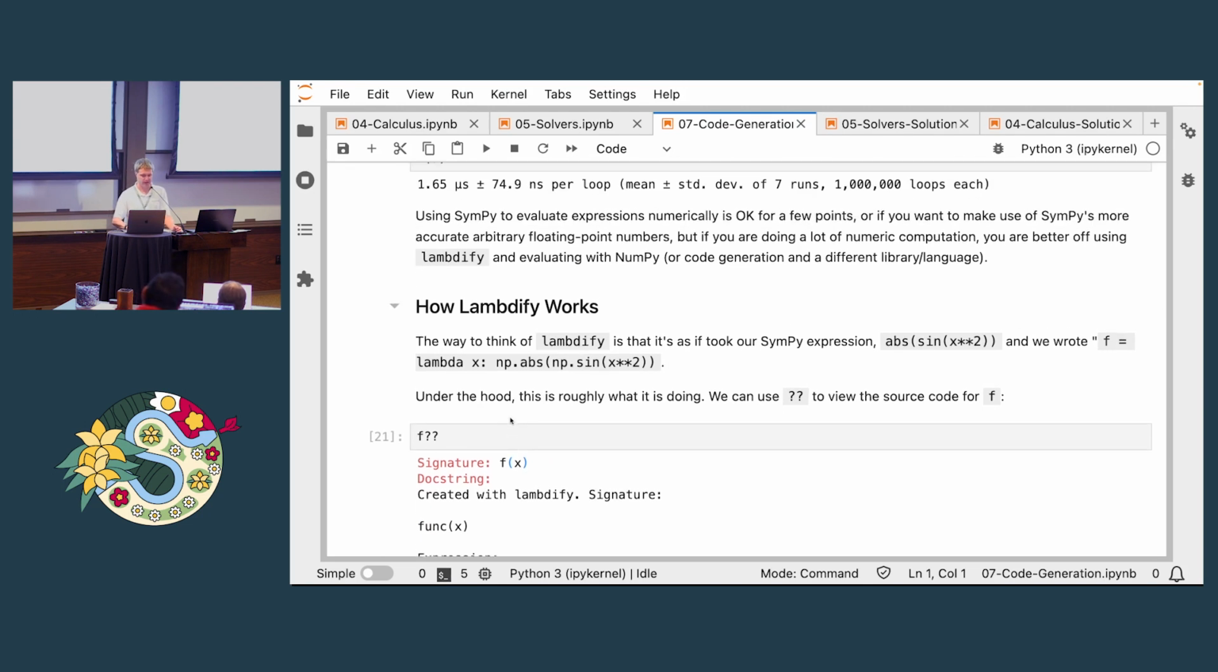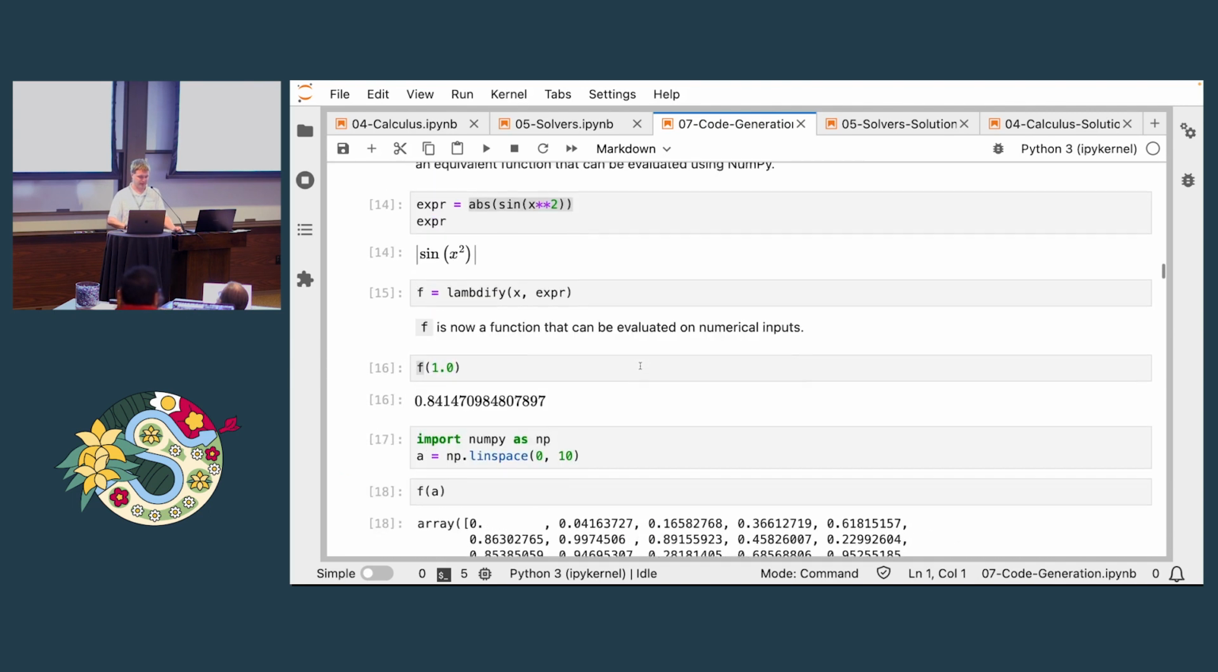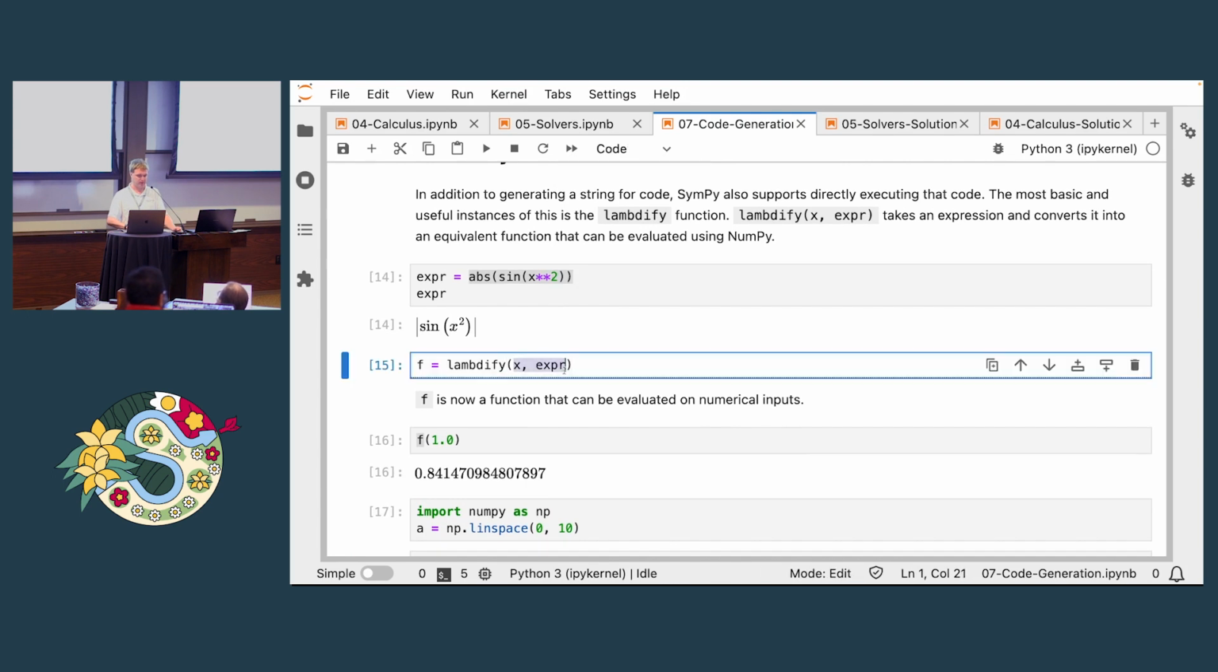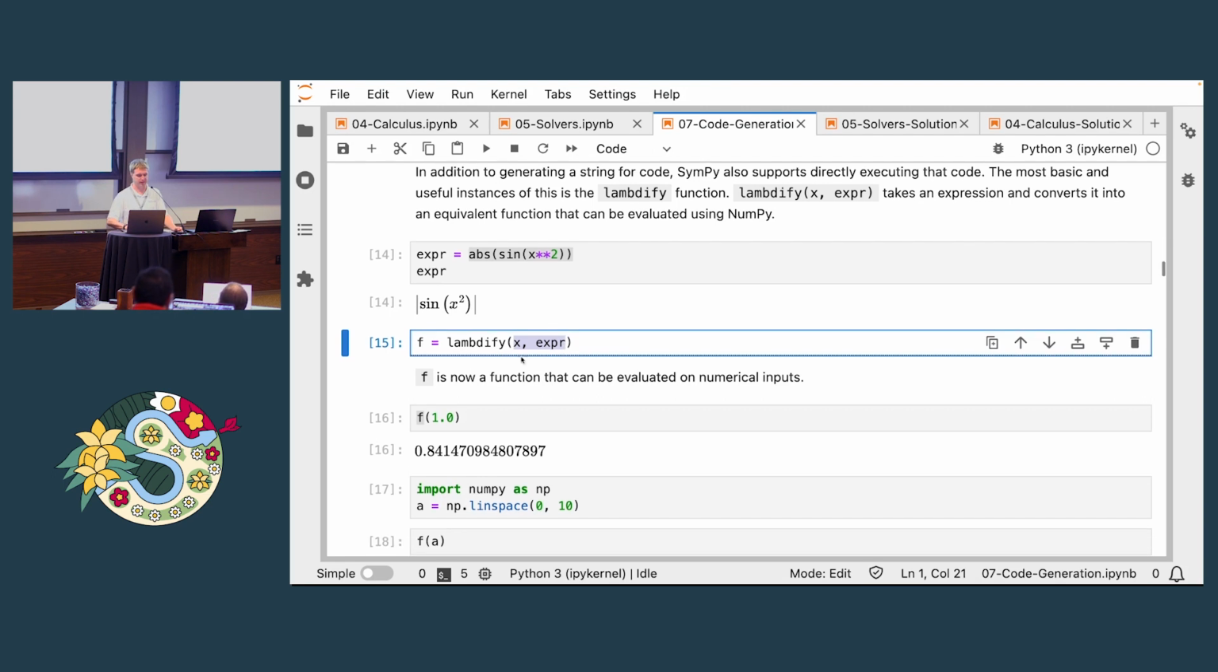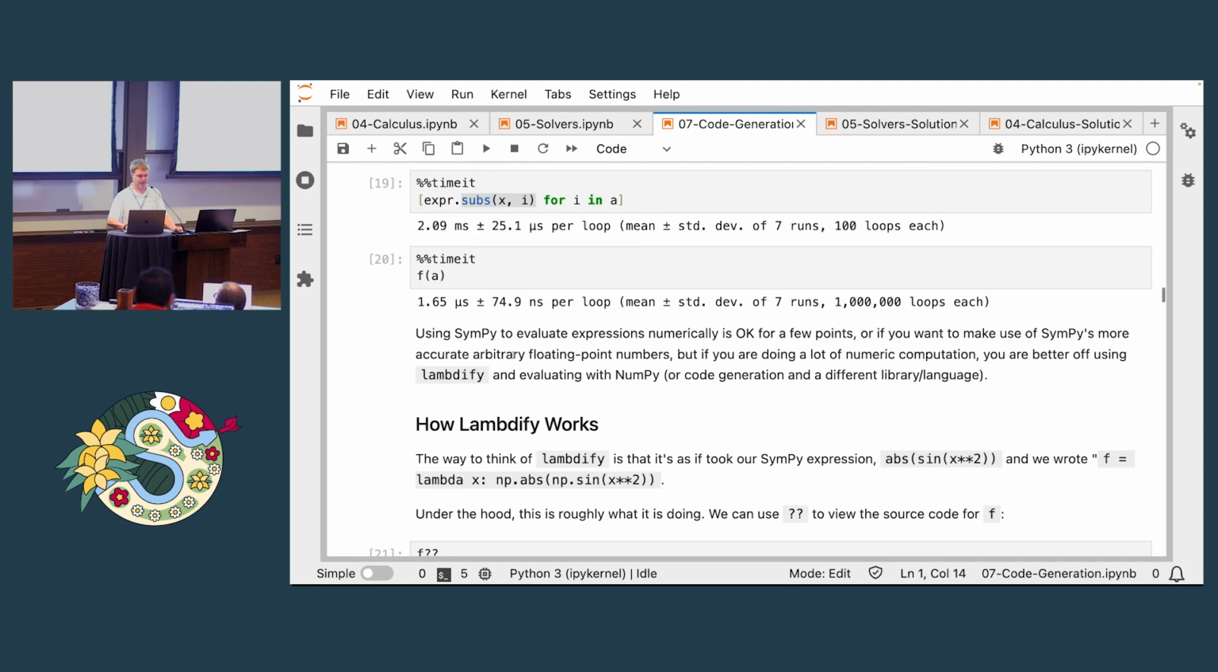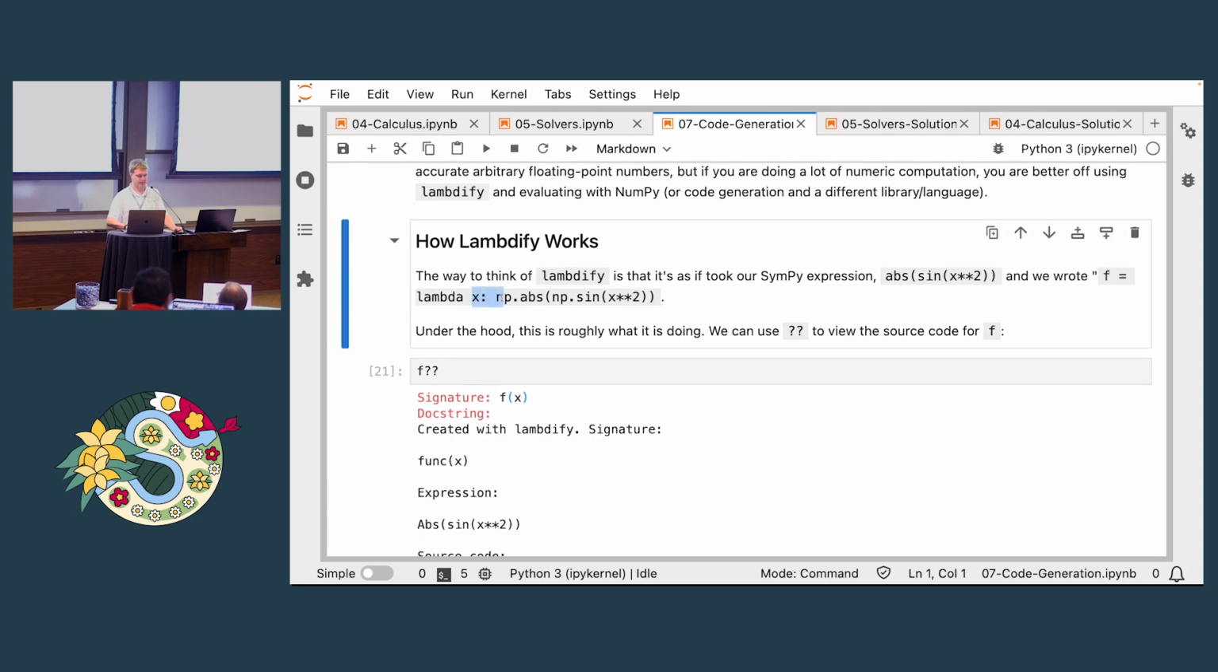And the way to think of lambdify is that it's kind of like a magic way of writing this right here. It's as if we had taken our function, this absolute value of sine of x squared, and written out lambda x: numpy.abs(x) numpy.sin(x squared). This is actually why the arguments are kind of backwards from most other SymPy functions. You put the expression first and then the variable in most SymPy functions, but in lambdify you put the variable first, because it's mimicking this lambda syntax.